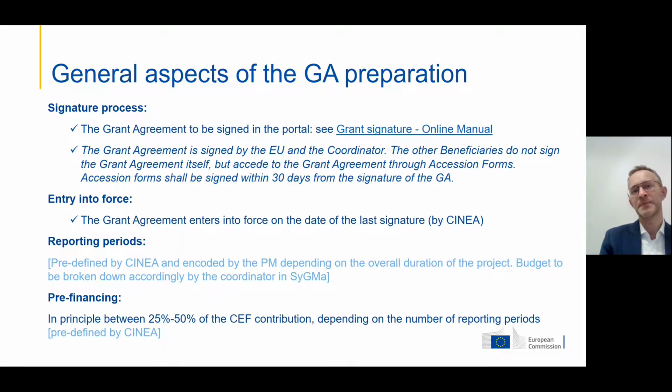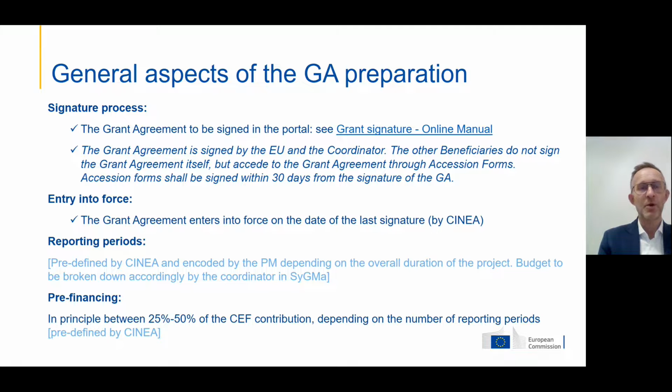A couple more pieces of information about this. There is a grant signature online manual which you can use. The accession forms are required, and they need to be signed within 30 days after the signature of the grant agreements. And please note that only the coordinator signs, the other beneficiaries don't need to do it. The grant agreement enters into force on the date of the last signature.